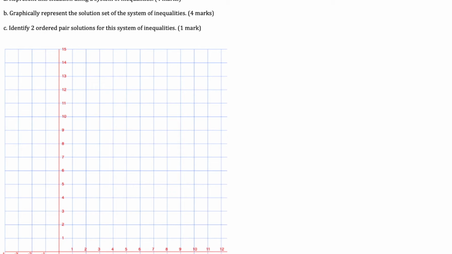Question number 1. The perimeter of a rectangle is less than 20 centimeters. The length is at most 2 centimeters greater than the width. The length is greater than 2 centimeters. The width is less than 10 centimeters. A, represent this situation using a system of inequalities.